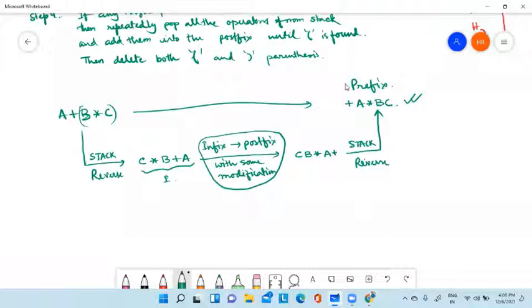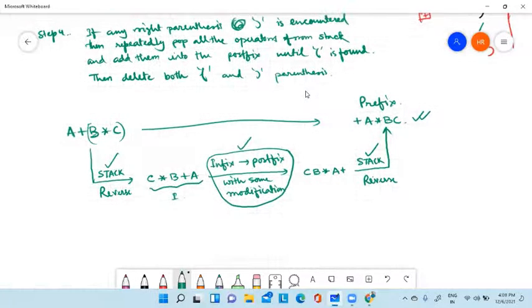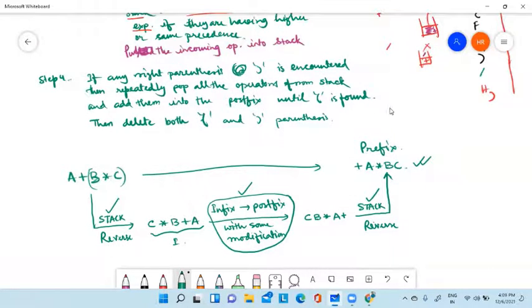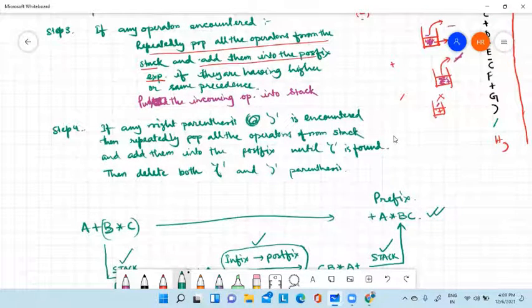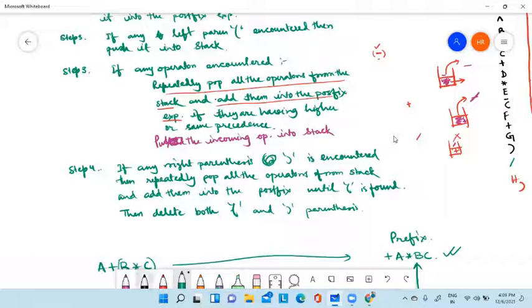Now see, to convert infix to prefix, again we have used stack, here stack, here stack, and you will get the prefix. So only one algorithm is enough. Otherwise, if you want to convert infix to prefix, then you have to read it from right to left instead of left to right, and then according to that you have to perform some operation. What are the modifications? The modifications are like this.